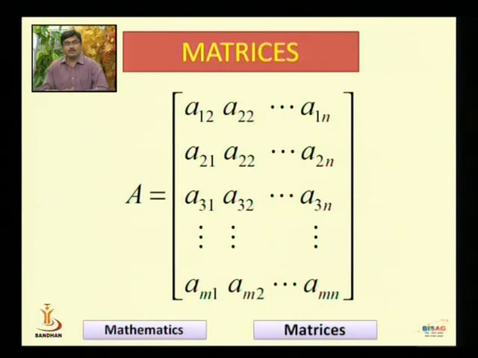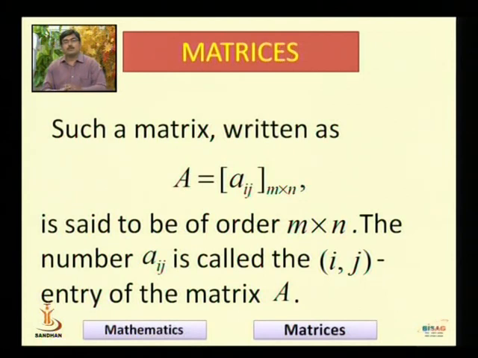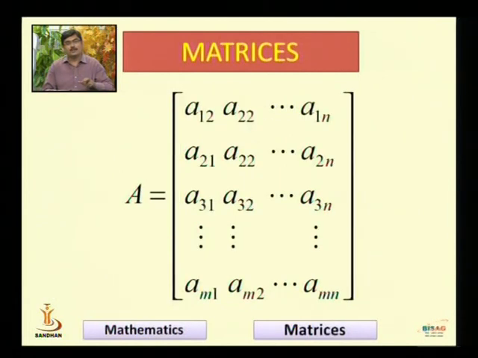So the first row over here is A11, A12, up to A1n. Second row is A21, A22, up to A2n, and so on. The last row is Am1, Am2, up to Amn. We adopt the tradition that we will denote matrices by capital letters. So the matrix that we just now had seen in the earlier slide, it is written like this in notation.